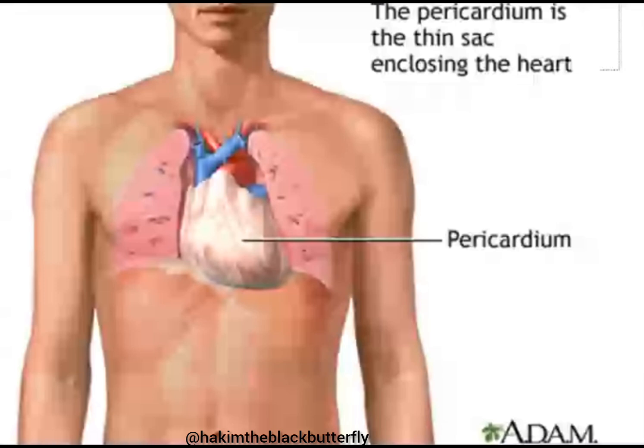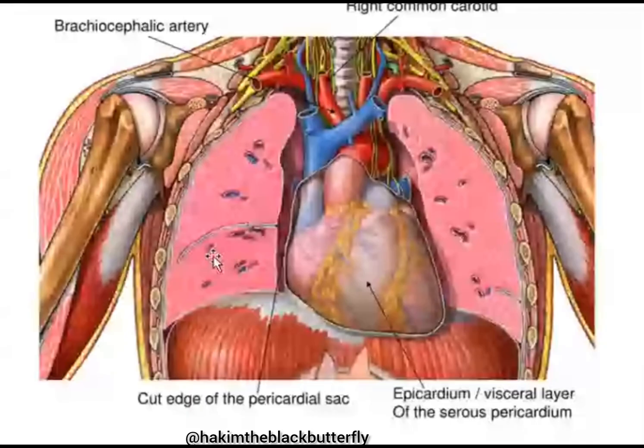So we are going to peel away the pericardium to look at the chambers which form the anterior surface. The anterior surface is formed by this chamber. This chamber is known as the right atrium. The right atrium is one of the chambers which form the anterior surface.